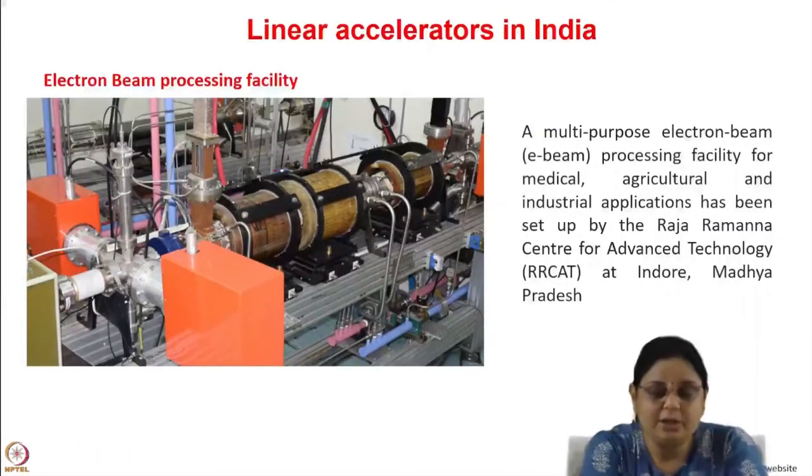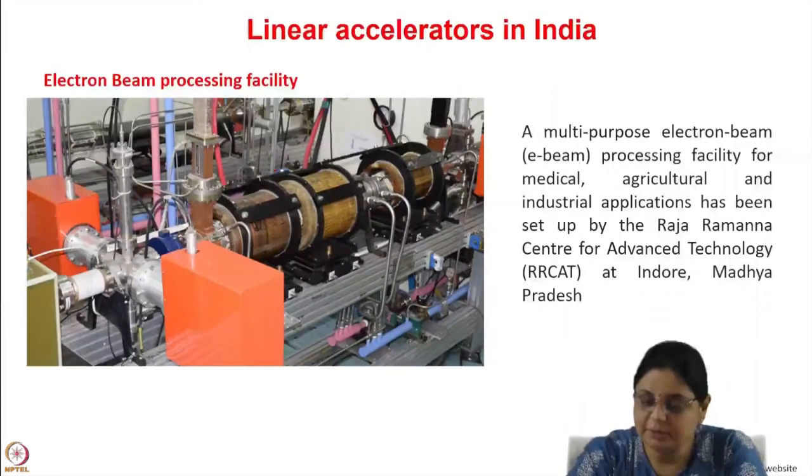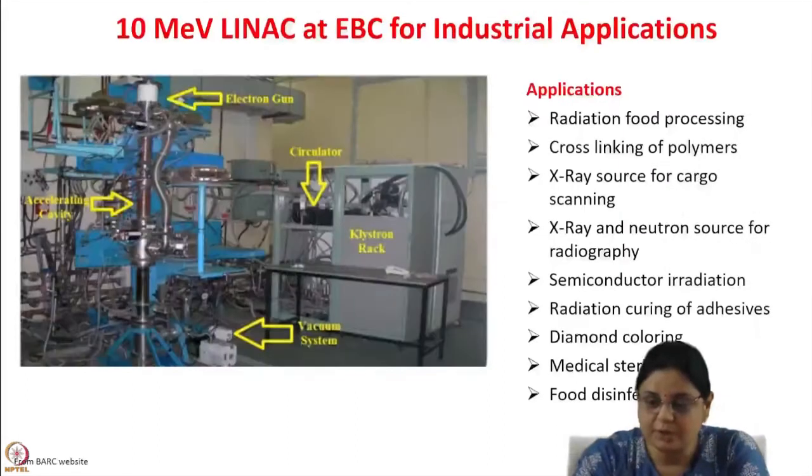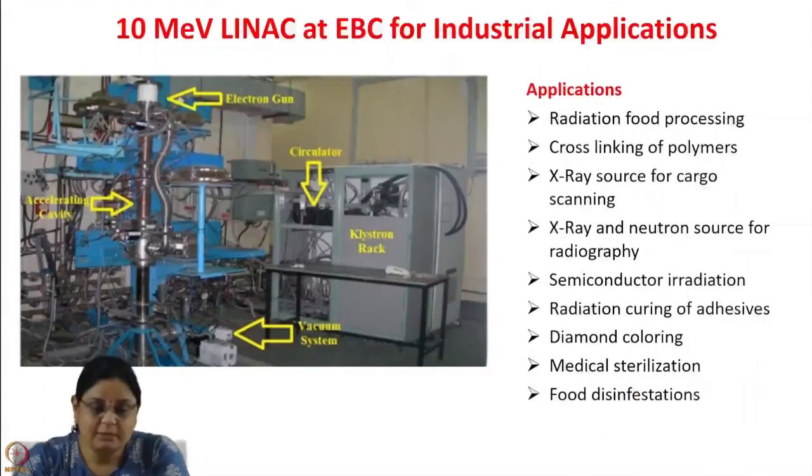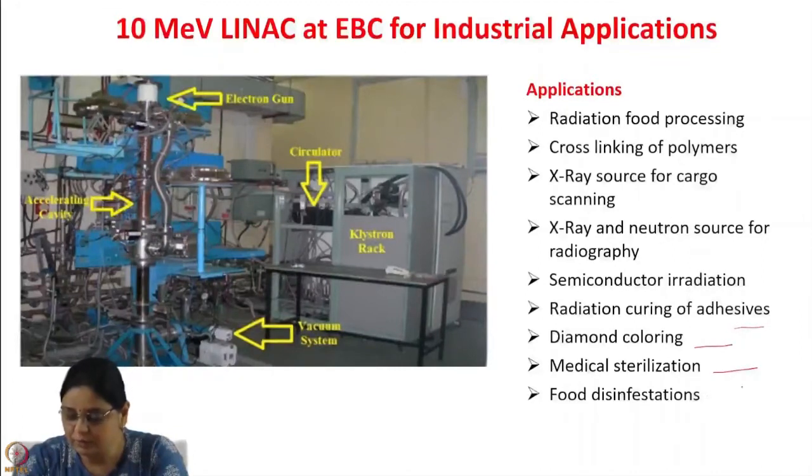Then very quickly let me tell you about some linear accelerators in India. There is an electron beam processing facility at RRCAT at Indore, Madhya Pradesh. This is used for medical, agricultural and industrial applications, which I've already discussed before. Similarly, there is a 10 MeV LINAC at the Electron Beam Center in Kharghar, a BARC center, which is used for industrial applications. The main applications here are radiation food processing, cross-linking of polymers, X-ray source for cargo scanning, neutron source for radiography, semiconductor radiation, curing of adhesives, diamond coloring, medical sterilization, and food disinfestation.